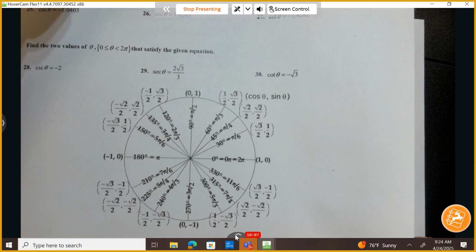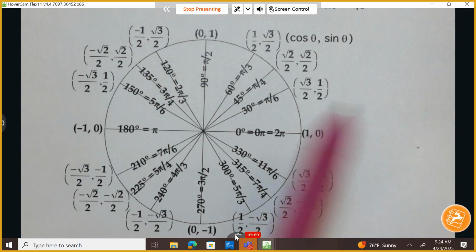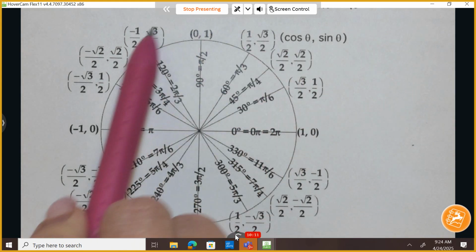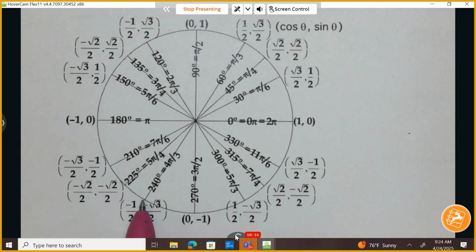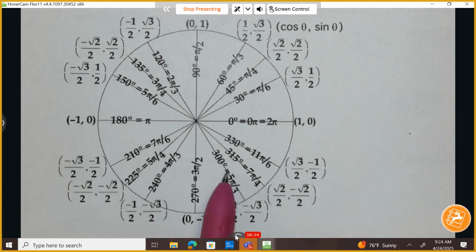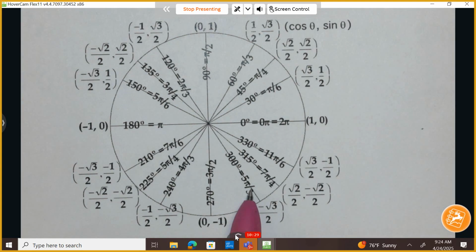So where do I find a negative square root of 3 over 2? Okay, sines, I'm looking. Well, sines are only negative down here. So there's one. Does everybody see this down here? So down here, David, can you come grab a paper and start taking notes? Down here at 4 pi over 3 is one option. And then right here at 5 pi over 3 is the next option, okay?